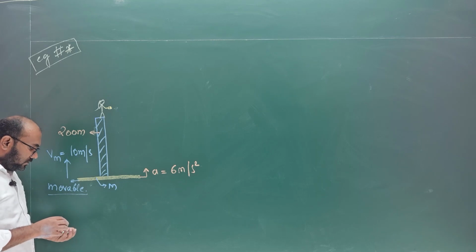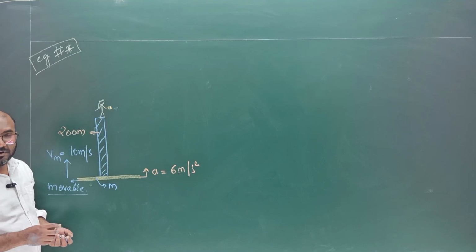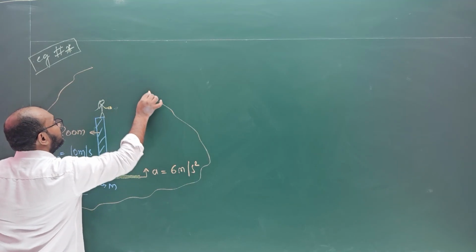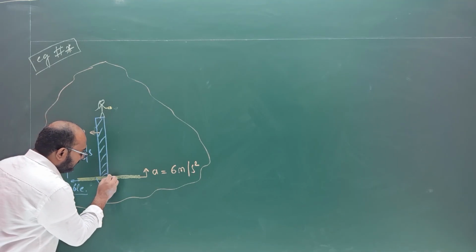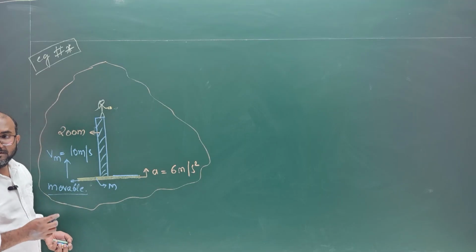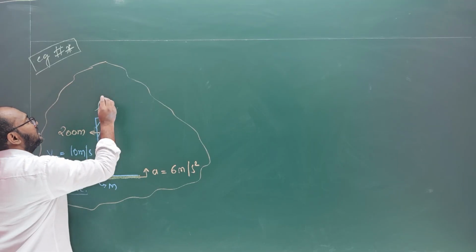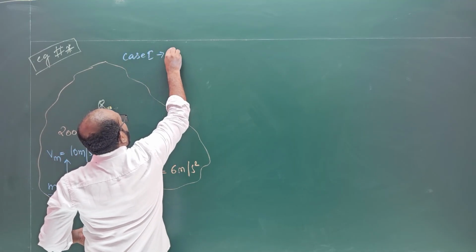Okay. Whenever such questions are given, you should not do the answer with the ground reference. Can I say this hole is acting as a system? You should consider this hole is acting as what? System. Now, this surface, we already discussed that this surface is moving with 6 meter per square second in the upward direction. And this object, let's say the first case, case 1, the object is being dropped.